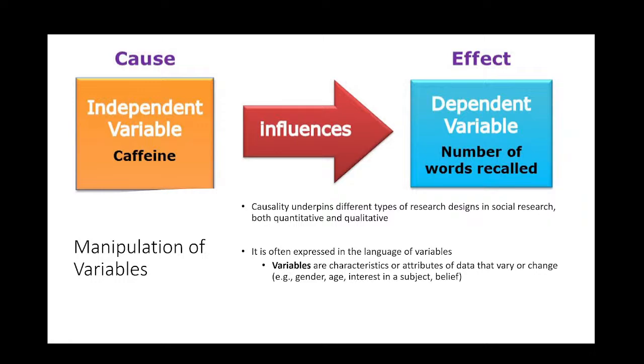See, I told you, I have this example elsewhere. So, right, we got our caffeine, our number of words recalled. So causality basically is at the core of a lot of different social science research, both quantitative and qualitative, though I'd say causation or correlation is much more important typically in quantitative research. And usually you express it in the language of variables, and variables can be just about anything, right? Characteristics or attributes of data that vary or change.